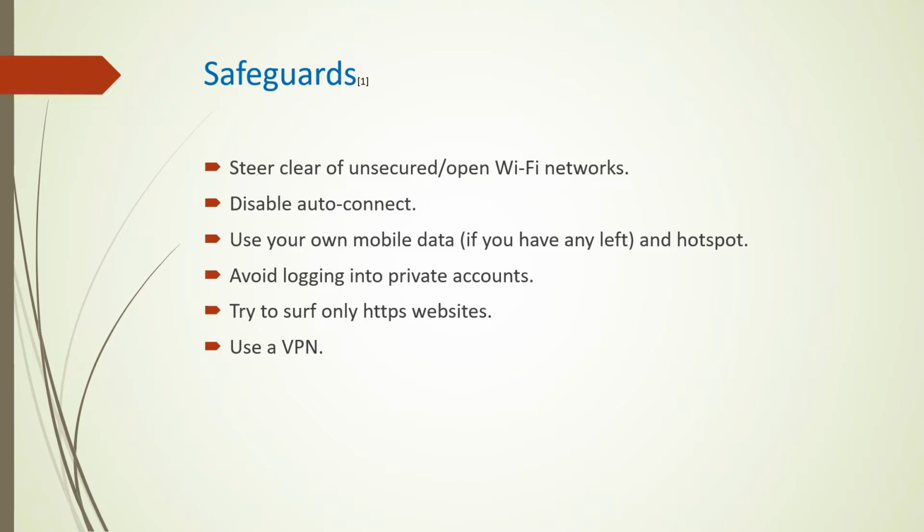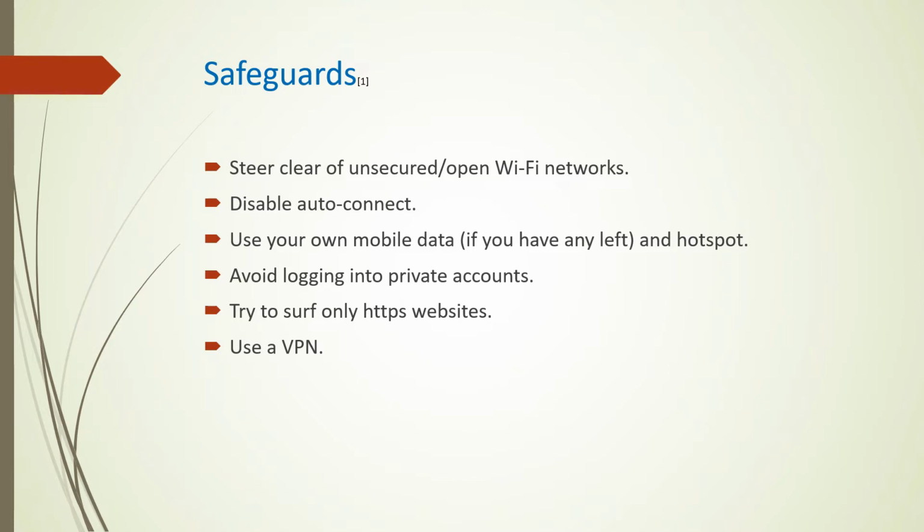The second is disable auto connect. If you have auto connect enabled on your device, it will automatically connect to any network that you have used before once you are in that particular range. This can be dangerous in public places, especially if you have unknowingly connected to an evil twin network in the past. Instead, disable the auto connect feature whenever you are out of your home or office, and let your device ask for permission first before connecting to that particular network.